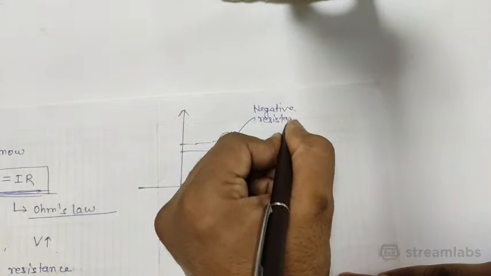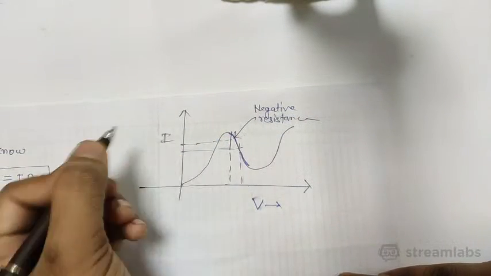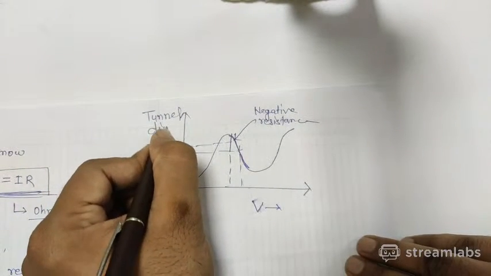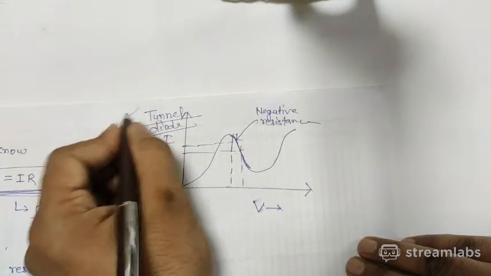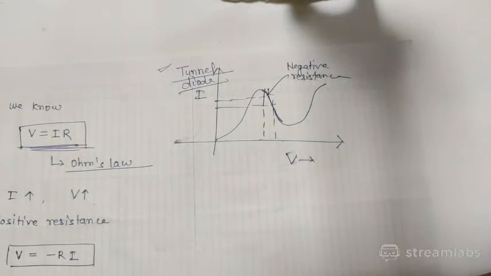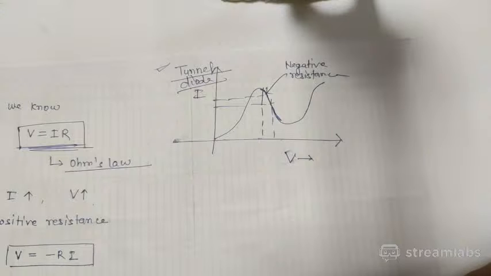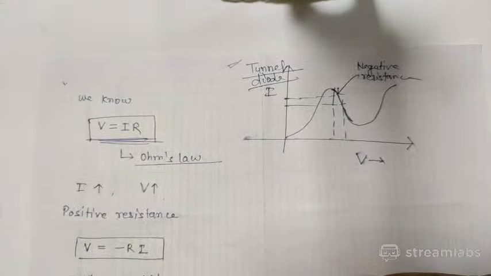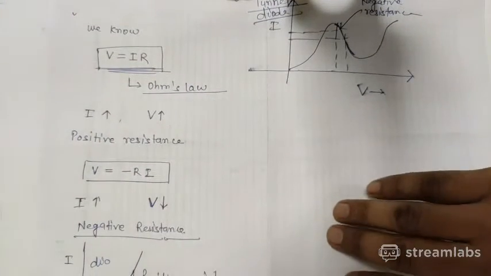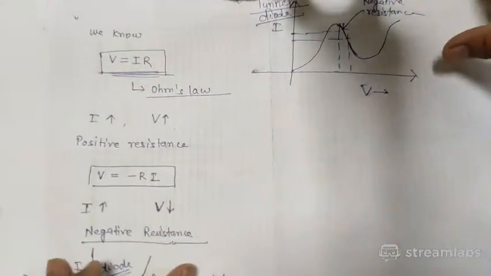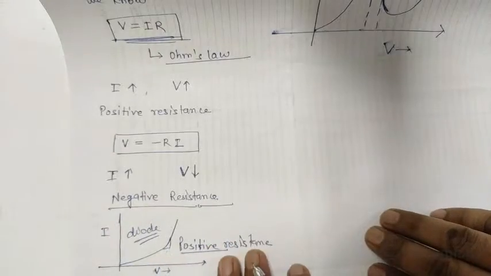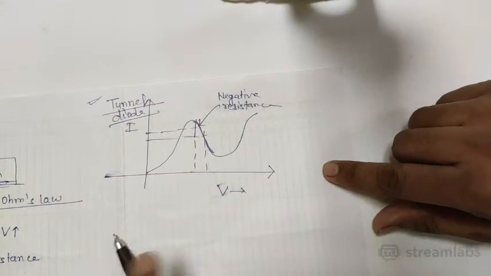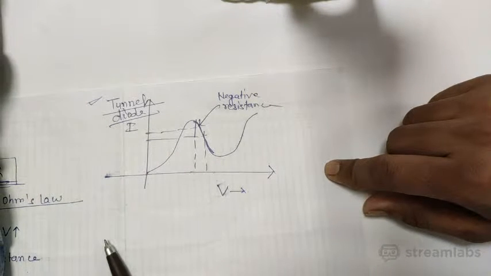There are some devices like this. This is a tunnel diode. If you have not studied it, you can study it. It is important for competition exams and other exams that you should know about the tunnel diode. This is a normal diode, the characteristic that I was drawing previously. This characteristic is for a normal diode, and this one is for the tunnel diode. So the tunnel diode shows negative resistance.